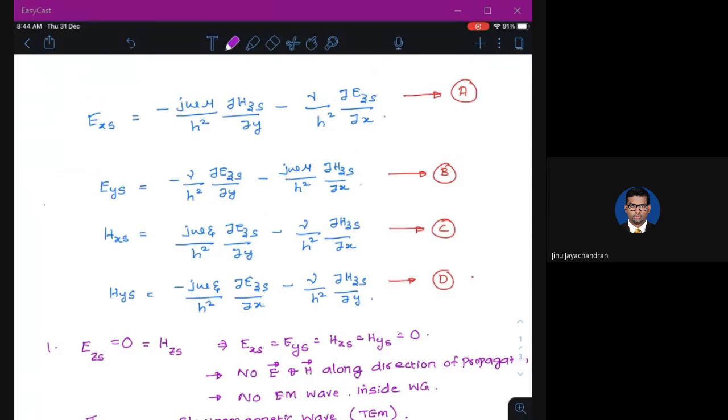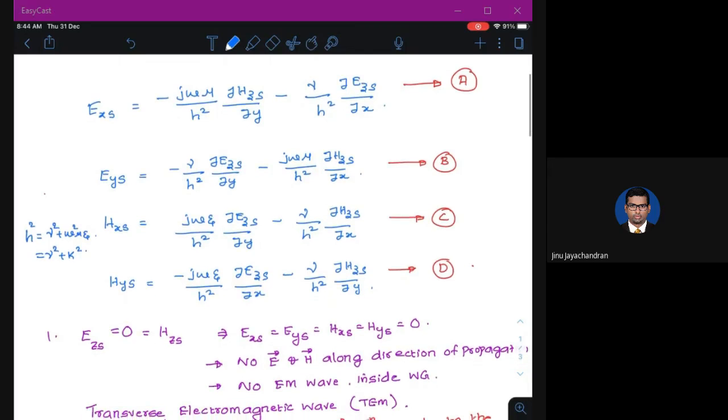These are the important results from the equation that we have derived in the last class. And just to complete this equation, the value of h square is equal to gamma square plus omega square mu epsilon. So this can be written as gamma square plus some constant k square. Fine, and I can still write it in a form as kx square plus ky square, because the electric and magnetic field that you have found is along x and y direction. So I can write h square as kx square plus ky square.